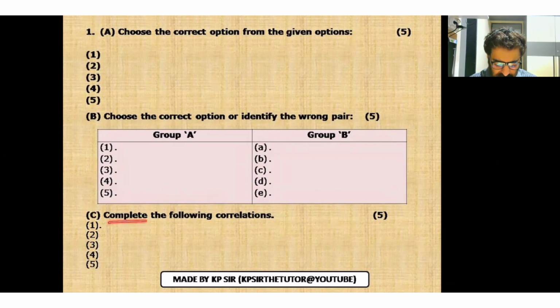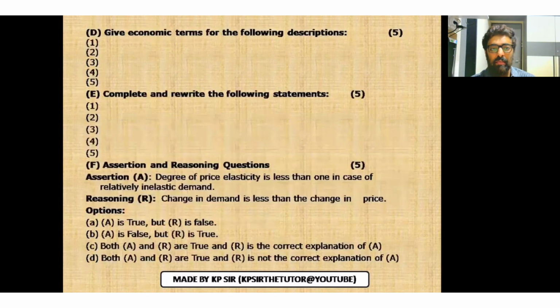Correlations are the simplest questions that you have to attempt. Again, with 5 marks. You have economic terms. You should go for this. 110% get full marks. Complete and rewrite the following statements.